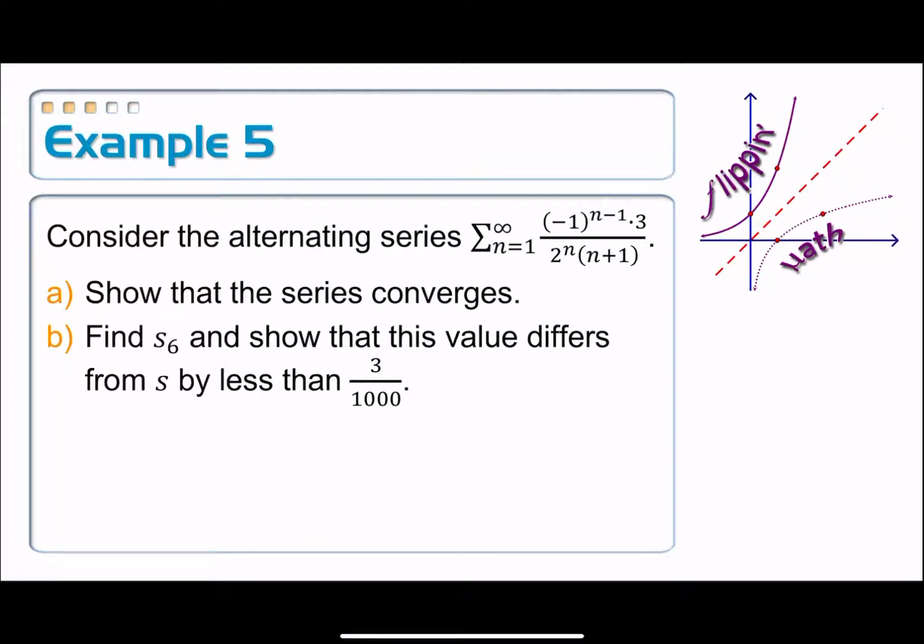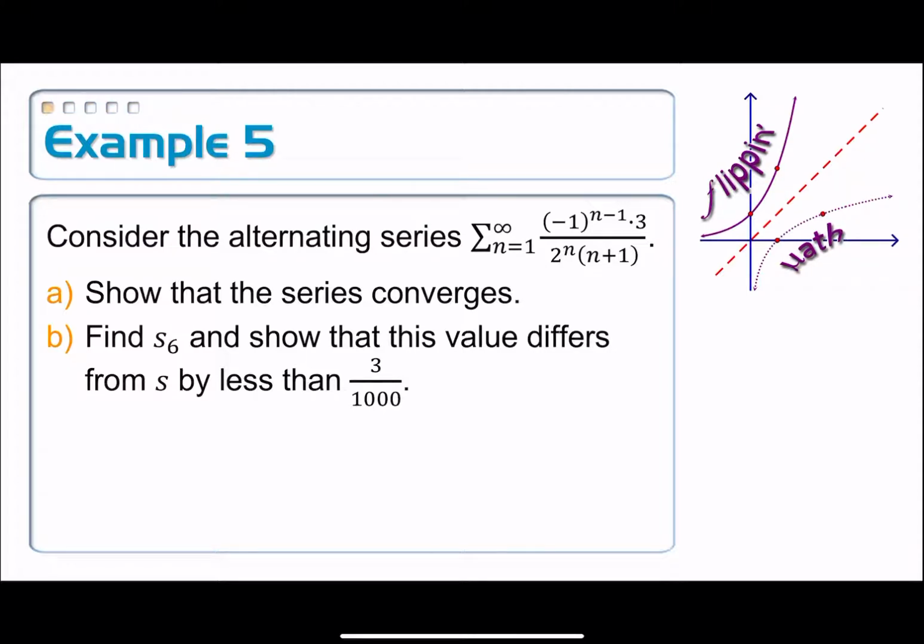How am I going to do that? It's not just geometric. If it only had the 3 and the 2 to the n in it, it would just be geometric. And then we could deal with this negative 1 business and get rid of it. But it's not, because it has this n plus 1 in it down here in the bottom, which means that we only have available to us the alternating series test.